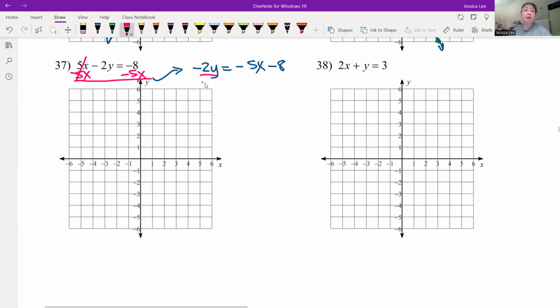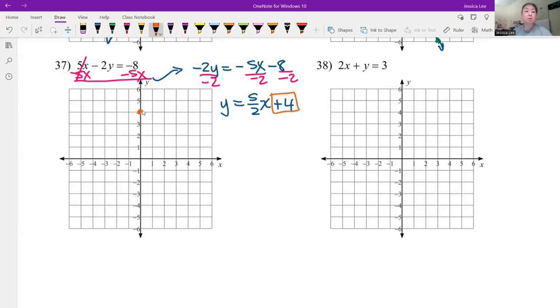So here we have -2, so we're going to divide everything by -2. And we got y is equal to negative divided by negative is positive. So I'm going to leave that as a fraction because remember our slope can be a fraction. It's fine. And -8 divided by -2 is going to be +4. All right. So again, now that we have slope-intercept form, we're very familiar with this. Our y-intercept is 4.